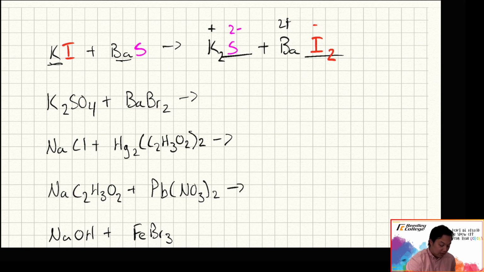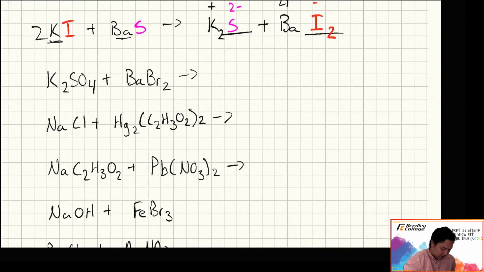Okay, so let's just balance this really quick. So we have 2 potassiums, and so we'll come over here and put 2 in front of that. Now we have 2 potassiums. That means we have 2 iodides on the left side, and if we go over to the right side, we have 2 iodides. And then we can check that sulfur and barium, we have 1 on each side, so it's balanced.